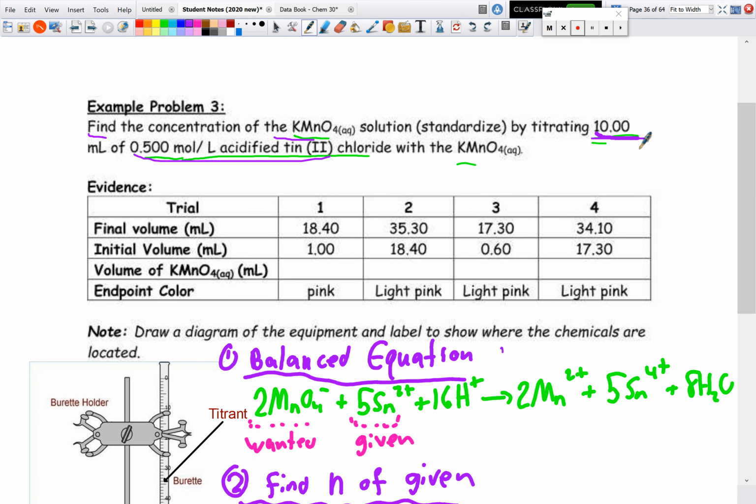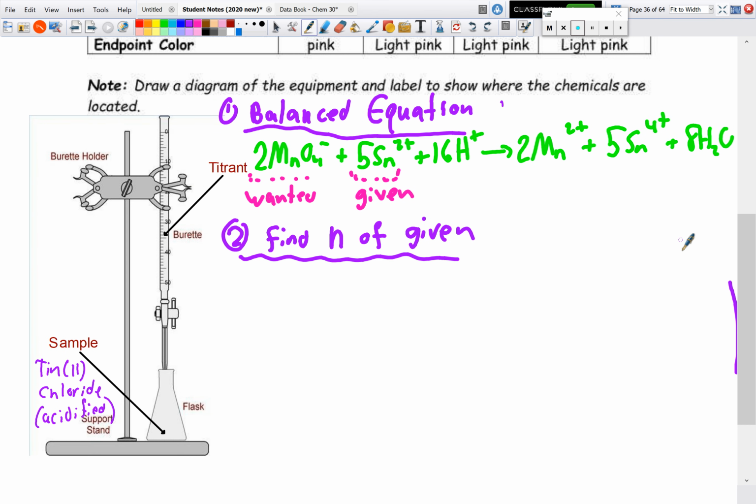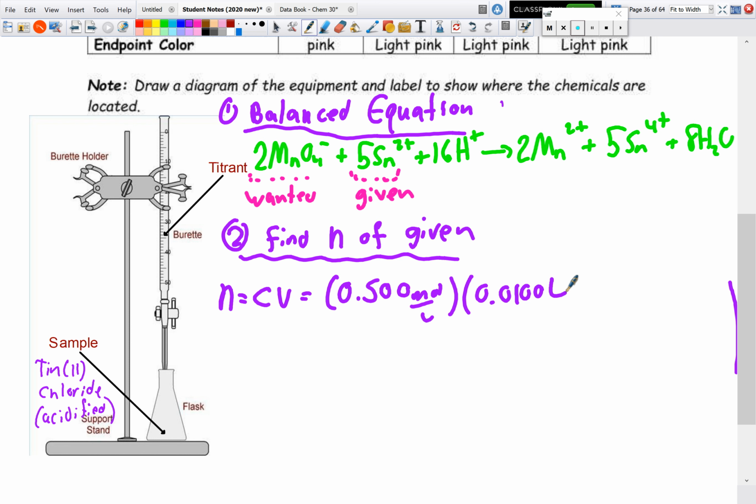So what we have is 10 milliliters. Remember, this has to be in liters because our concentration is in moles per liter. So that is just 0.0100 liters, right? We divide by 1,000. So the equation that we have for number of moles is equal to C times V. So we have our concentration of 0.500 moles per liter times our 0.0100 liters. And we are left with, in this case right here, 0.00500 moles.